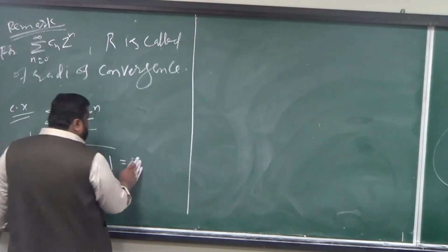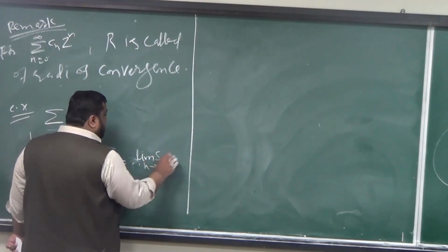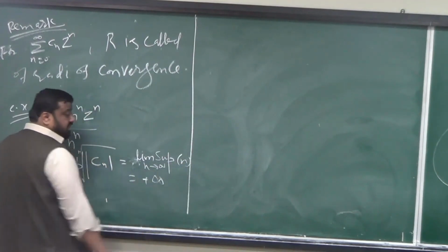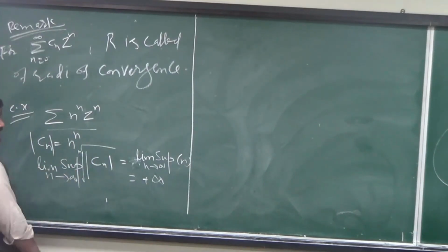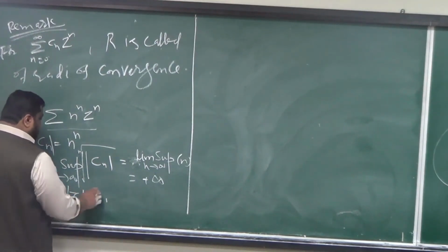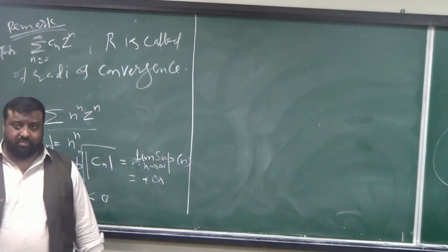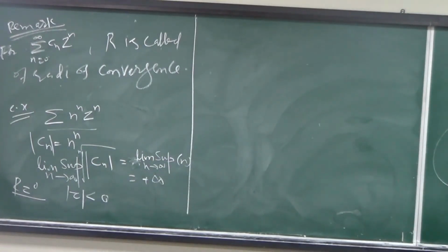So what is the limsup of n? In other words, I'm asking what is the limsup as n goes to infinity for this sequence n, which is plus infinity. So if this is the case, R is 0. Then your magnitude of z should be less than 0. Okay. So can you have a complex number whose magnitude is smaller than 0? There is no such complex number. Equal will not be less. So the series diverges.